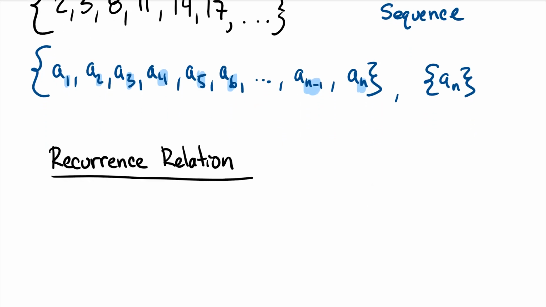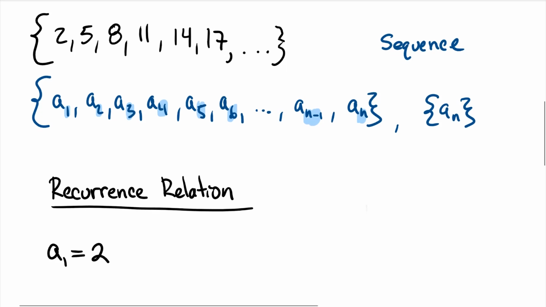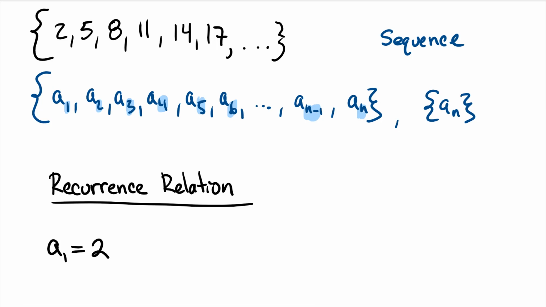So one way we can say it is, all right, a sub 1 is equal to 2, right? That was our first term. So it's saying, whatever your first term is, good to go. And then we can say the next term, a sub n plus 1, is equal to whatever the previous term was, plus 3. And that's true for any n equal to 1, 2, 3, 4, and so on.